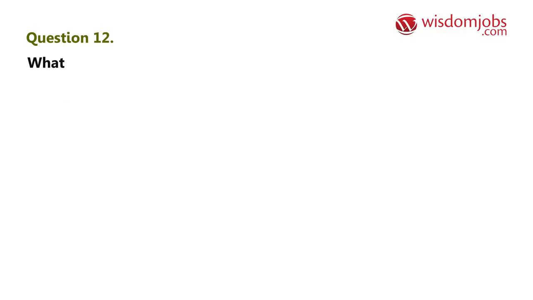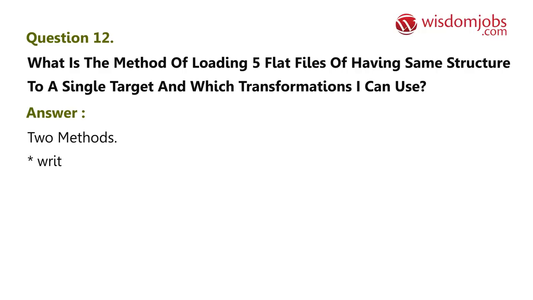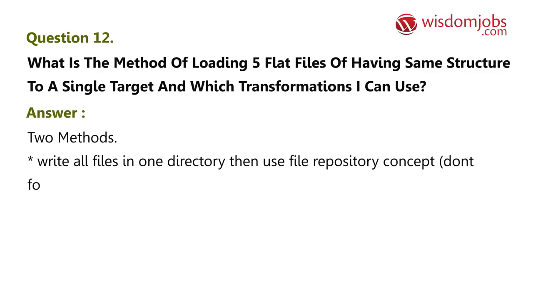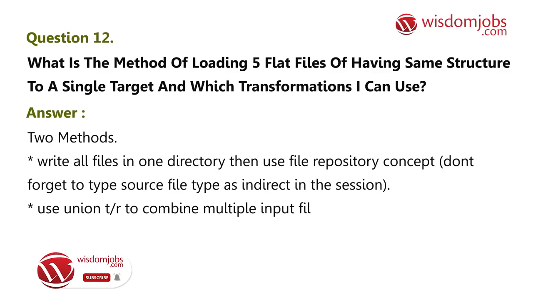Question 12. What is the method of loading 5 flat files having the same structure to a single target, and which transformations can I use? Answer. 2 methods. Write all files in one directory, then use the file repository concept. Don't forget to set the source file type as indirect in the session. Use union transformation to combine multiple input files into a single target.